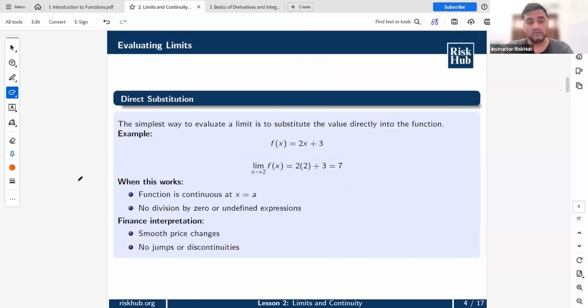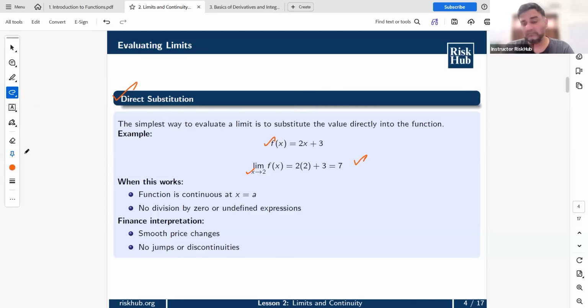Okay. Now, the next part is that we are trying to evaluate limits. There is a method called direct substitution. First, we need to understand the simplest case, which is that sometimes limits are easy to capture. We simply plug the value into the function. For example, f(x) equals 2x plus 3, which I told you becomes 7 as x tends to 2. Very, very simple.